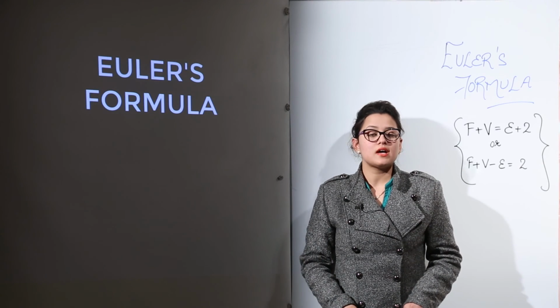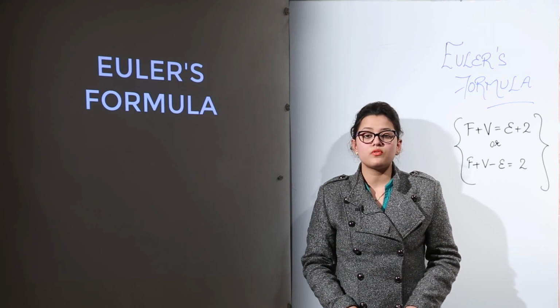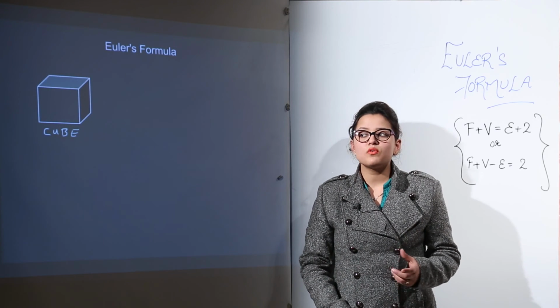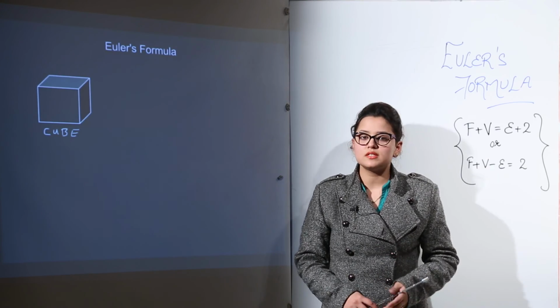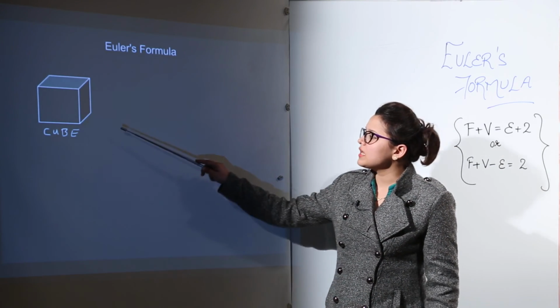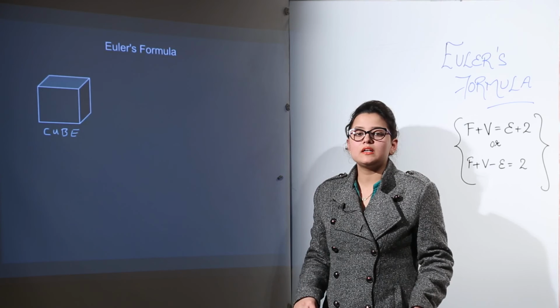Now let us do the last part of the chapter, that is Euler's formula. Now what is Euler's formula? Basically this is in this way or in this way, both are the same. So we will discuss the first case of a polyhedron taken, that is a cube.